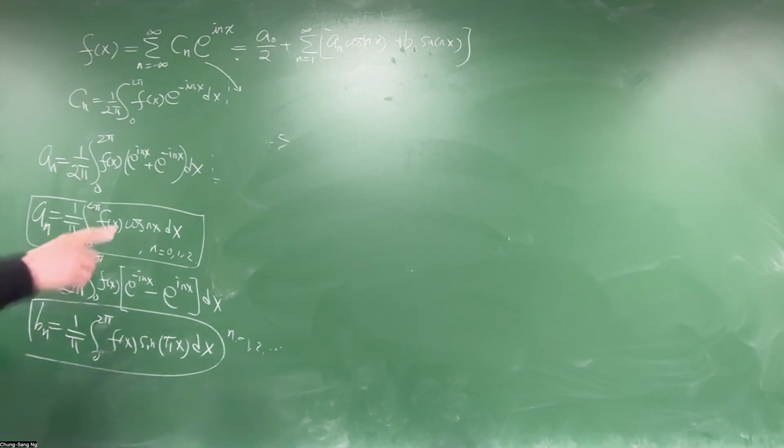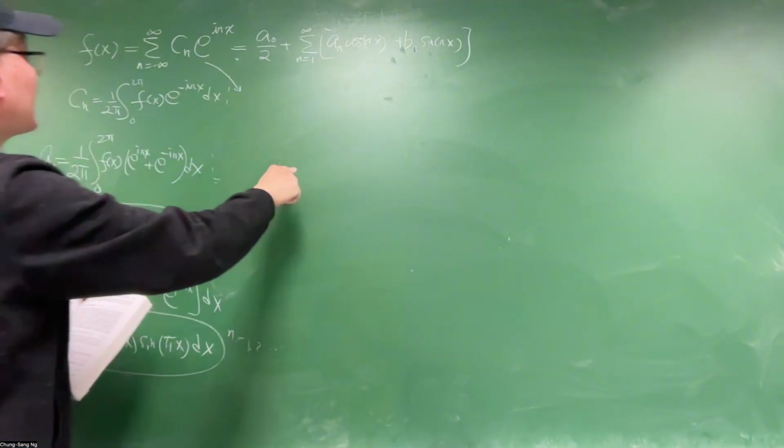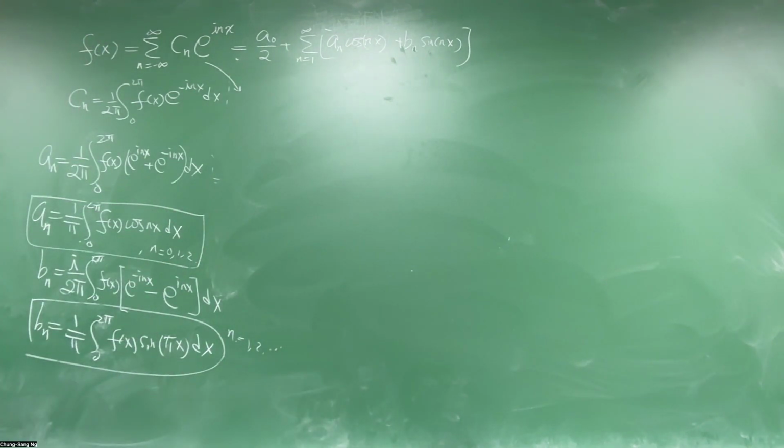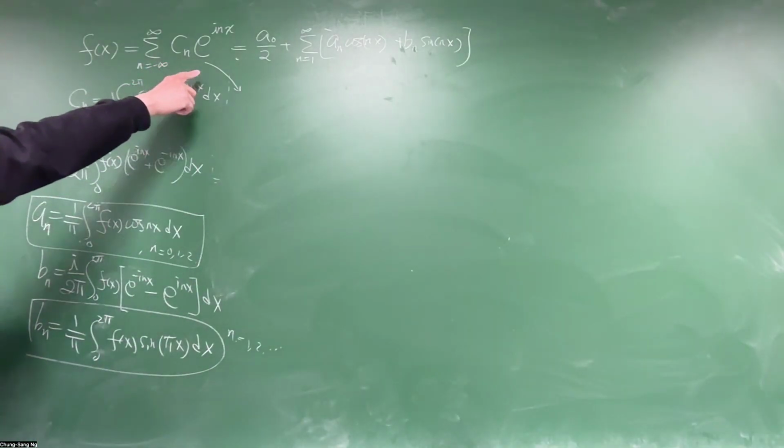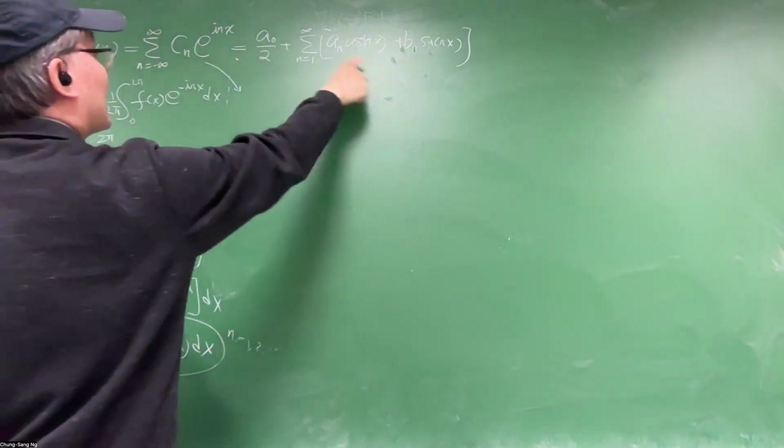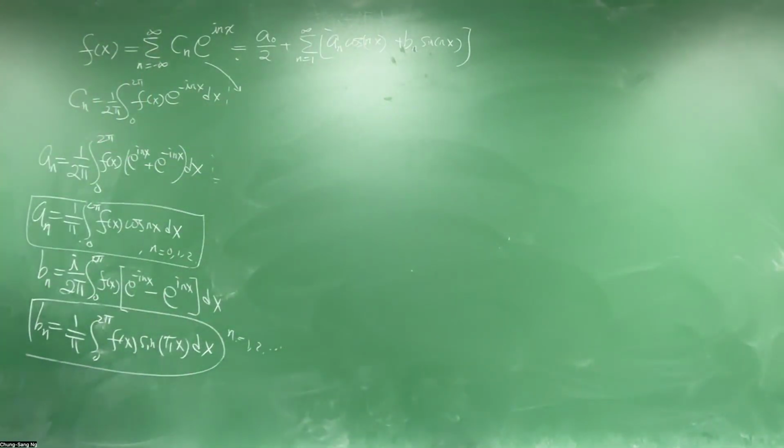So basically, this is an expansion. You can actually say that this is an expansion using some basis, but this is using the exponential function as a basis, and this series is using sine and cosine as a basis, right? And these bases are defined over this period.